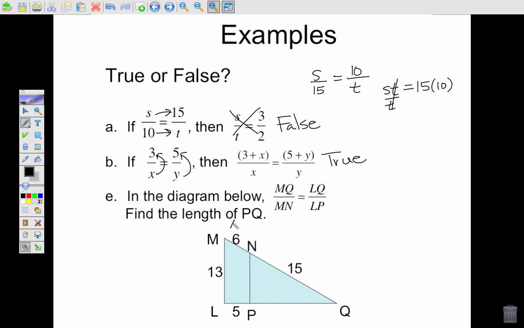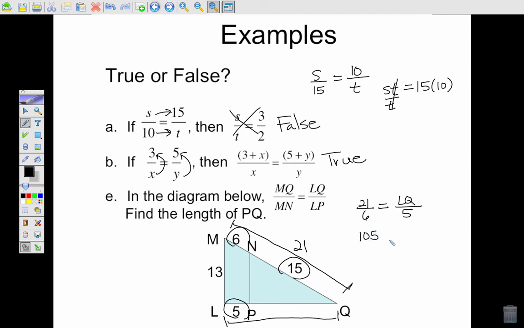And using proportions to solve a problem, we're given that MQ, so that's this whole length, which if we add this up is 21, over MN equals LQ, which we don't know, over LP. So I can set up that proportion. So I have 21 over 6 is equal to LQ, which we don't know, so we'll leave that a variable, over LP, which is 5. Go ahead and cross multiply, and I get 105 is equal to 6 times LQ. And if you want to put just one letter in there for a variable, that's okay too. Just remember what it stands for. So I'm going to divide by 6, and I get 17.5 is equal to LQ.